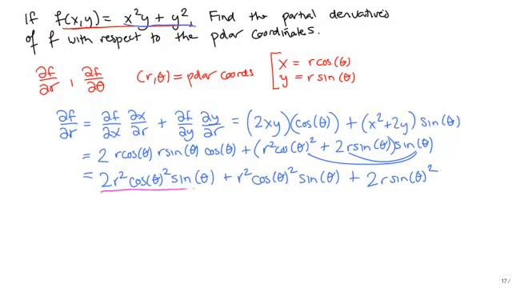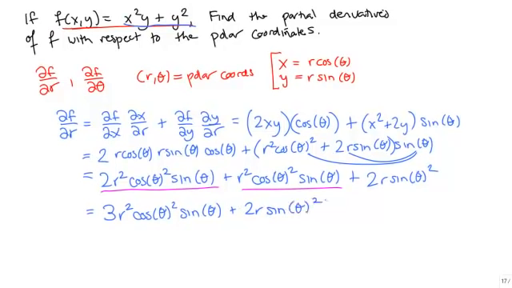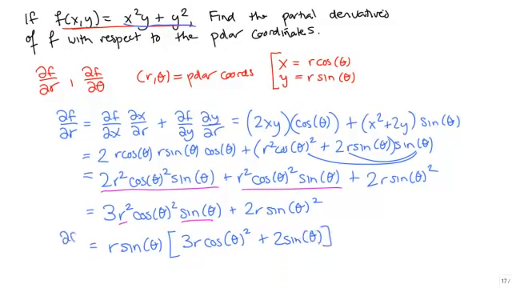Now notice that we have 2 of these pieces, so we can combine them together, and we will get 3r squared cosine of theta quantity squared times the sine of theta, plus 2 times r times the sine of theta quantity squared. And I guess last but not least, we have an r sine that we could pull out if we desired. So we would have r times the sine of theta times 3r cosine of theta squared plus 2 times the sine of theta. And so here would be the derivative of f with respect to the variable r.